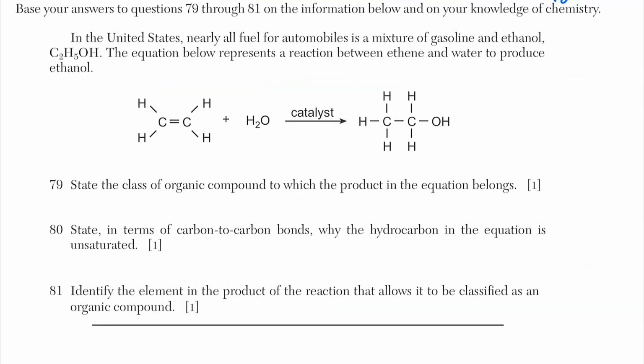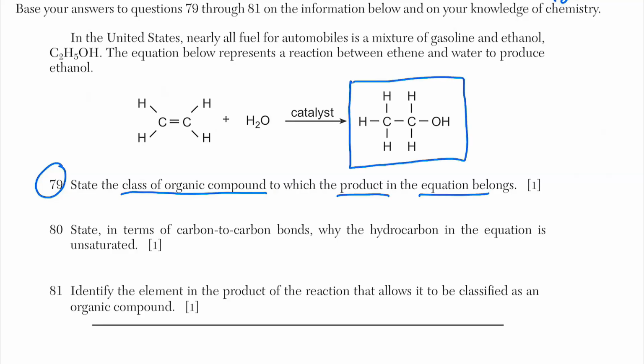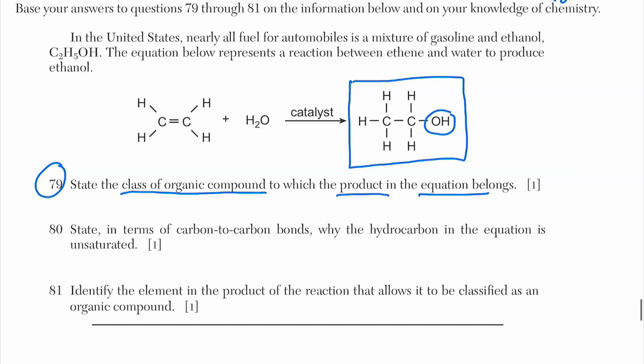Number 79, state the class of organic compound to which the product in the equation belongs. Well, this is the product. After the arrow, we have products. Before the arrow, we have reactants. So what class is this? Well, I look at this, I see, oh, this is organic chemistry. I see carbons. To be organic, you have to have carbons. But I see an OH group attached to a carbon chain. To know what kind of class, I need to go to Table R. It's just that simple, if you don't know this off the top of your head.